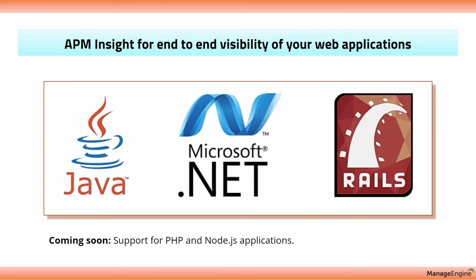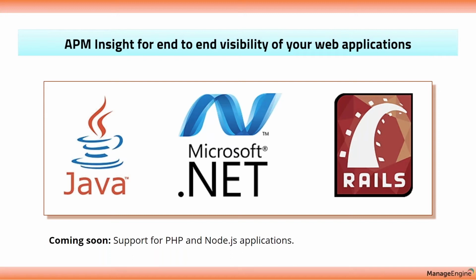So our solution, that is APM Insight, is an agent-based solution. So we support monitoring of three different types of frameworks. That is, it could be a Java-based application, .NET, and Ruby on Rails. And in the near future, we will be supporting PHP, Node.js, and .NET Core applications as well.